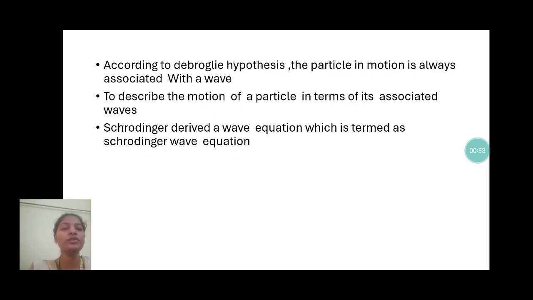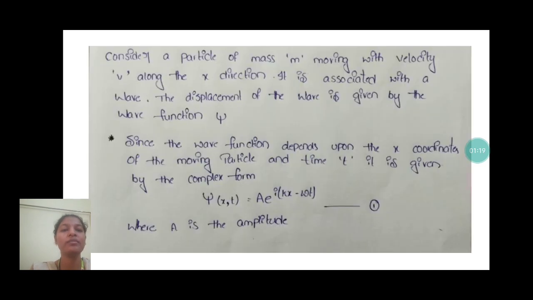According to the de Broglie hypothesis, a particle in motion is always associated with a wave. To describe the motion of the particle in terms of its associated waves, Schrodinger derived a wave equation, which is termed the Schrodinger wave equation. And now we will go through the mathematical formulation.